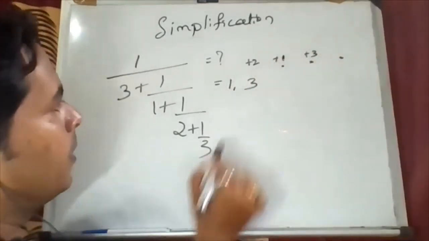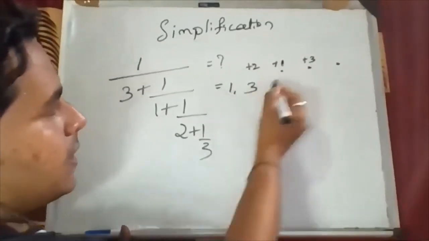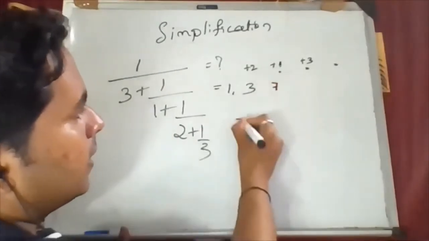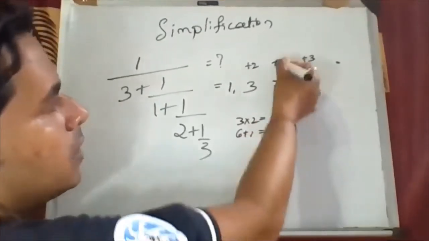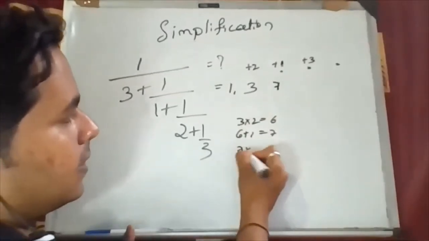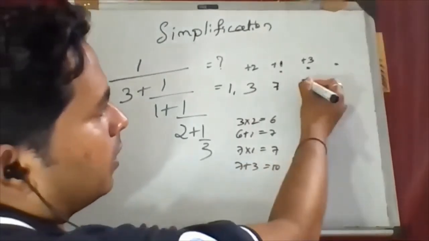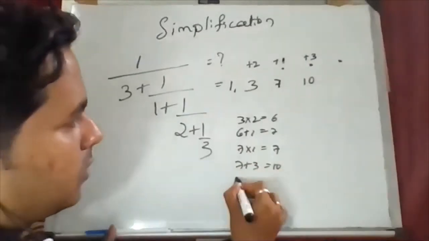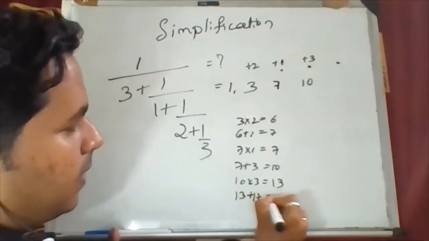Okay, so now 3 into 2 is what? 6. 6 plus 1 is 7. Okay, 3 into 2 is 6 and 6 plus 1 is 7. Okay, now 7 into 1 is 7 only, and 7 plus 3. 7 into 1 is 7 and 7 plus 3 is 10. So here you will get a 10. Now 10 into 3 is what? 13. 13 plus 7. 13 plus 7 is what?